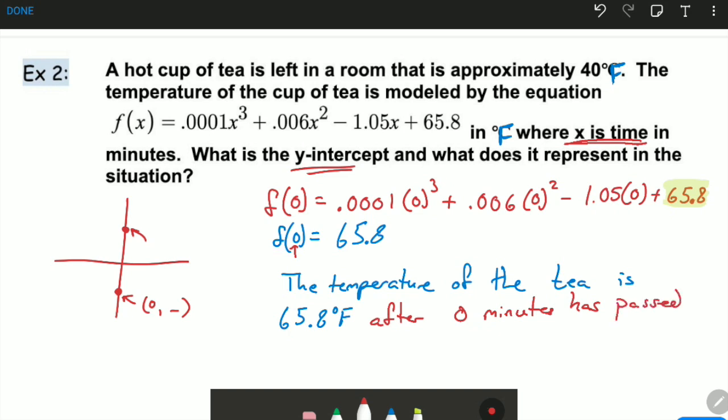Which can be said in a number of ways, including when you first set out the tea, or the starting temperature is 65.8 degrees Fahrenheit. So there's a number of ways to actually phrase this. But this is a general way, just looking at the units and interpreting it for the situation.